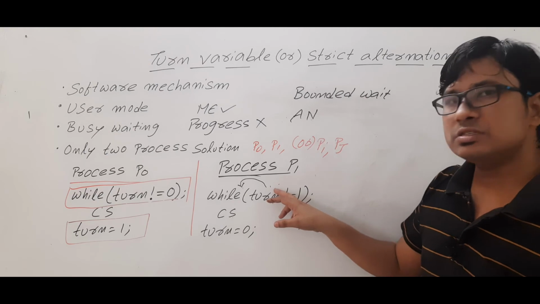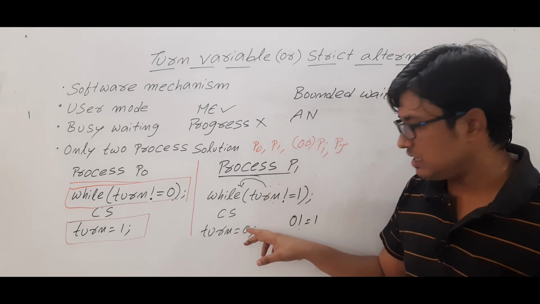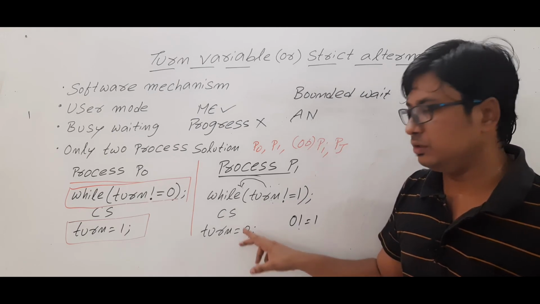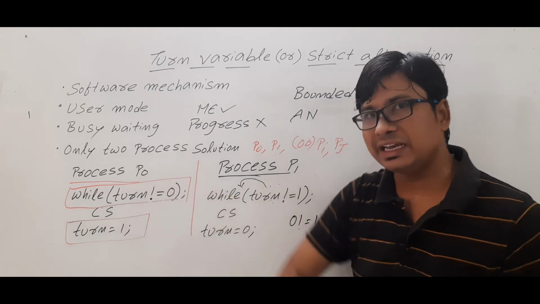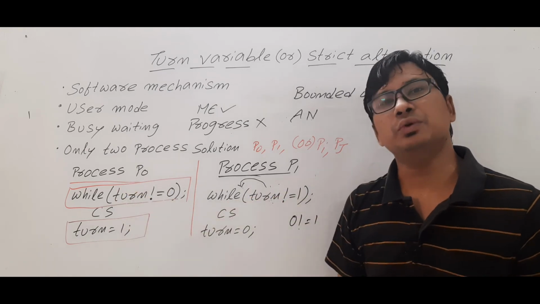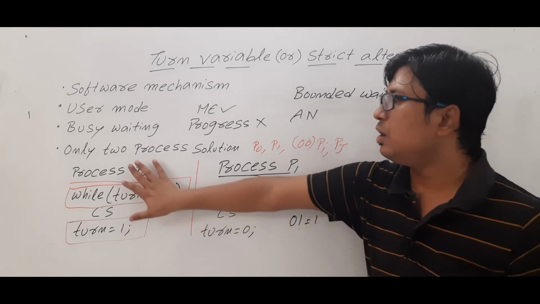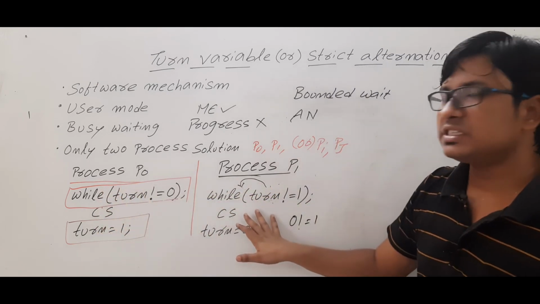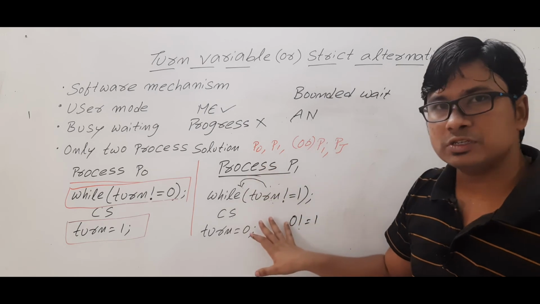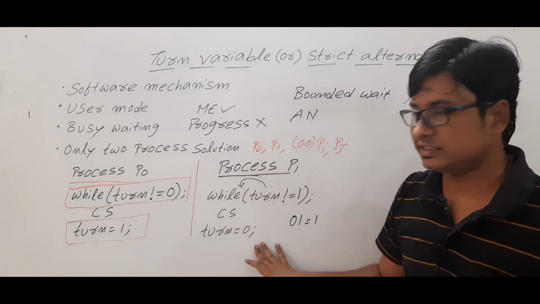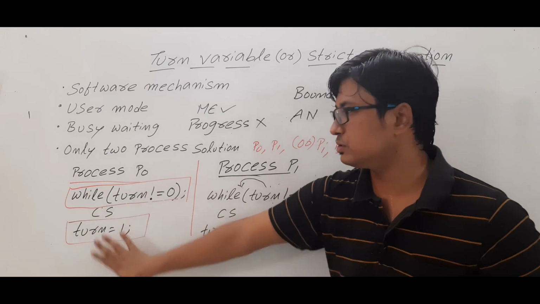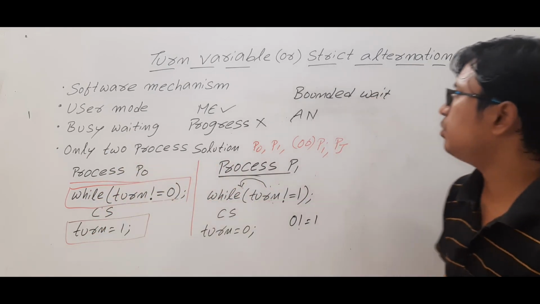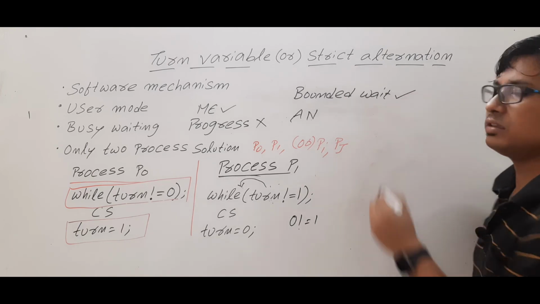Similarly, when process P1 is in the critical section, when it leaves the critical section, it will make the turn value equal to 0. If turn is equal to 0, who can enter into the critical section? Process P0 can only enter into the critical section. Meaning that once process P0 completes the critical section, it will give the chance to process P1. Similarly, when process P1 completes executing the critical section, it will give the chance to P0. So after this one, this one will work. So there is bounded waiting, there is no starvation or deadlock.